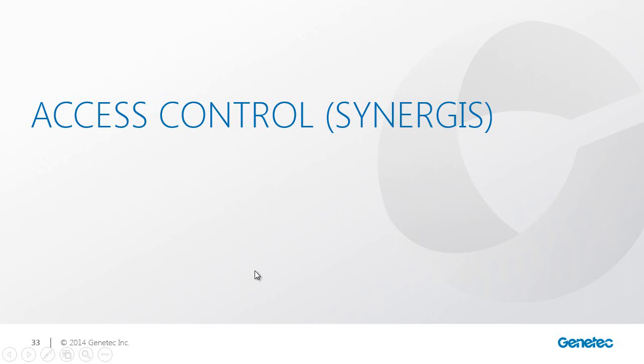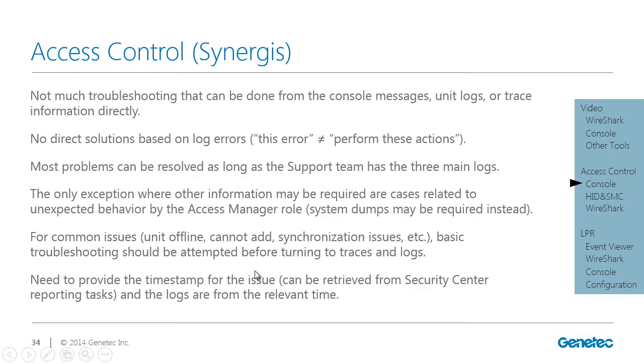Alright, so we're going to move on to looking at what we can do for any access control related issues. As I mentioned previously, there really isn't a lot that we can do from the logs themselves, but it's important to know what the support team needs in order to properly diagnose an issue. With some issues, we can take a look at a log or a trace and see that a certain message relates to a definite problem, but this is usually not the case with the access control issues.